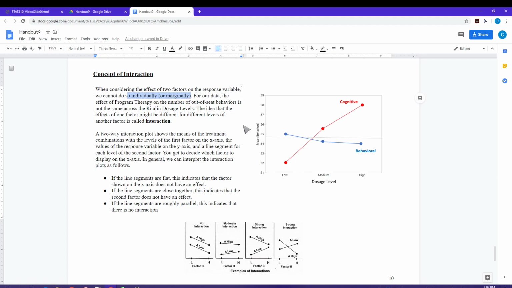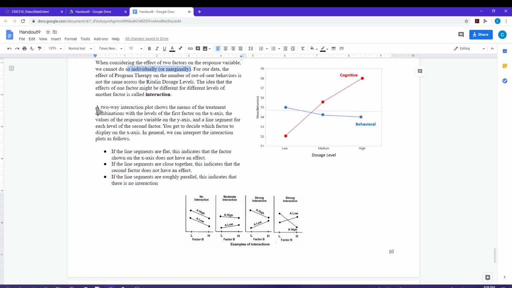The first thing that I usually do is create a graph like this for my data that I'm investigating. And that's going to give me an indication of whether or not interaction is going to be a problem. Again, if interaction is present, I cannot talk about the program level without considering the dosage level. I can't do those individually. I've got to do those in combination or in tandem.